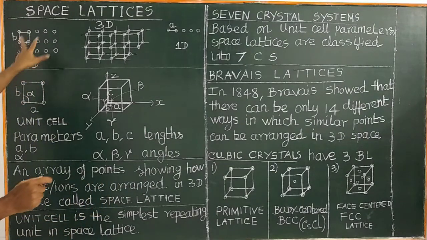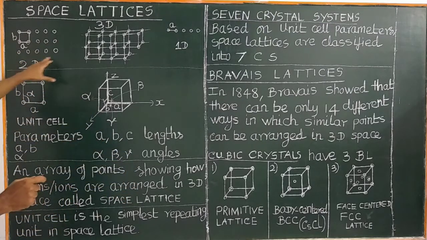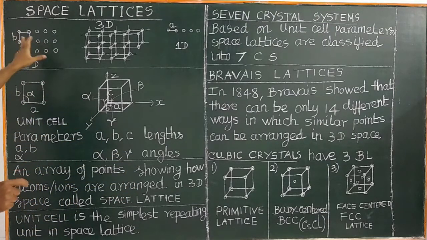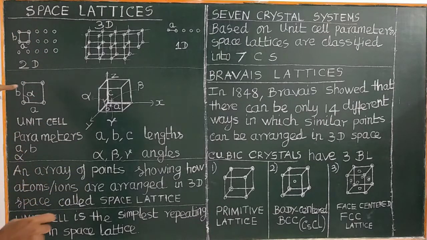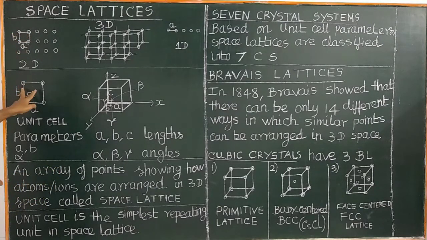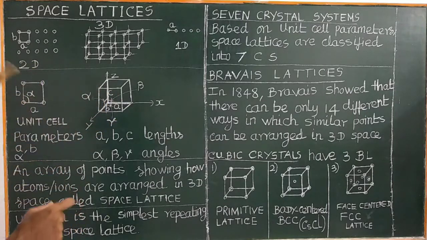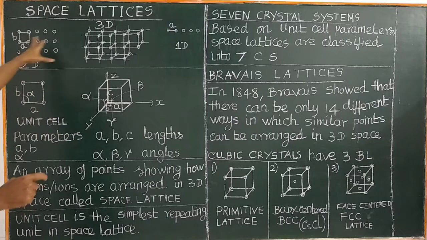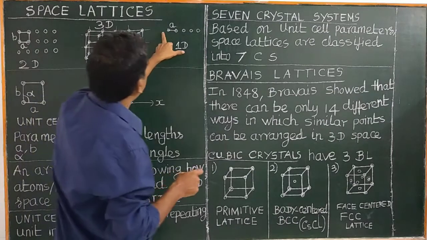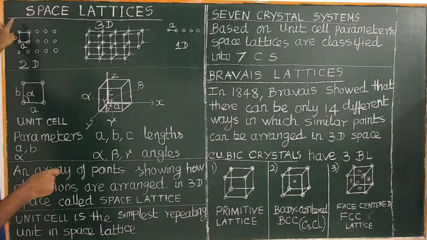Let us consider the two-dimensional space lattice. It is an array of points showing how the ions or atoms are arranged in two-dimensional space. This is called the unit cell. What is called a unit cell? The unit cell is the simplest, or smallest, repeating unit in 2D space. Here you have both an x-axis and a y-axis, whereas the one-dimensional lattice has only an x-axis.